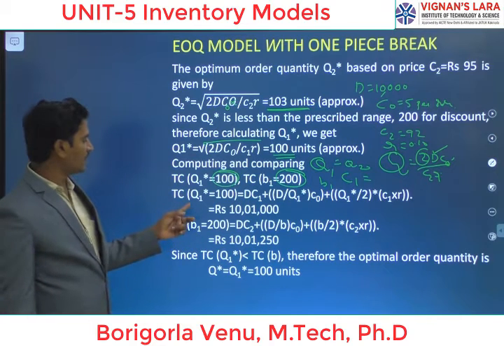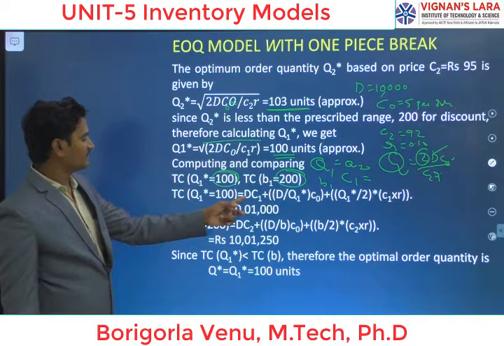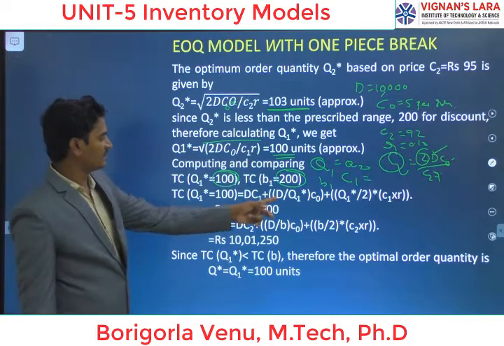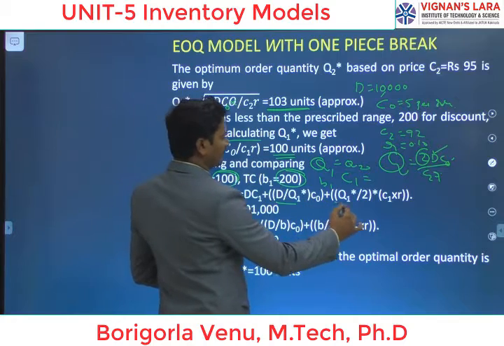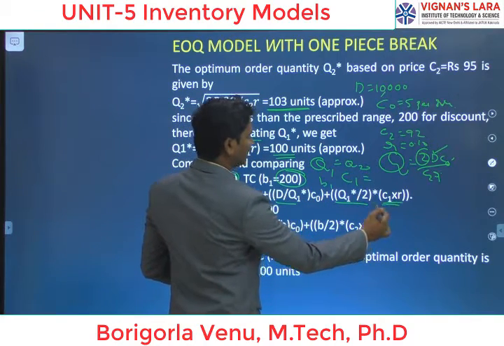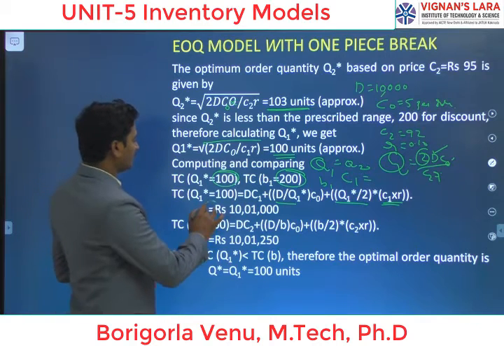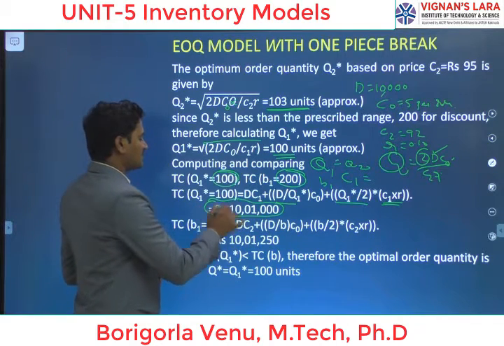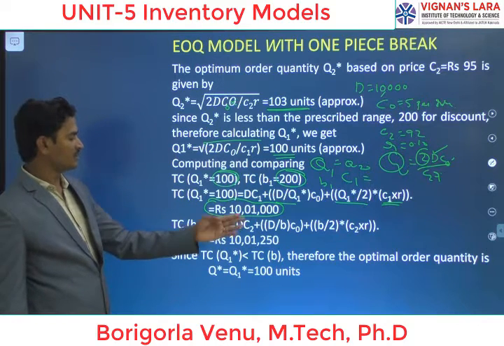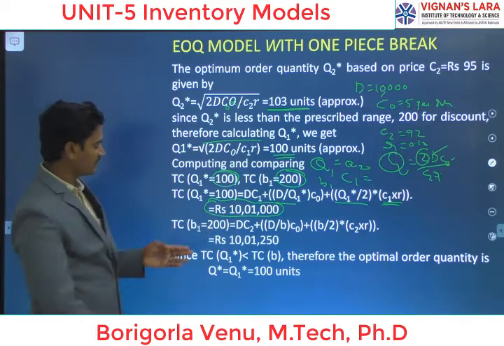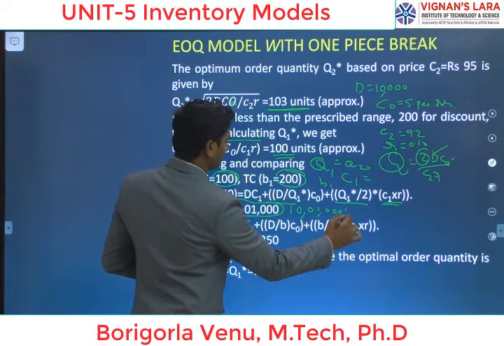So we are going to calculate the optimal cost TC Q1 equal to 100, that is DC1 plus D by Q1 into C0, plus Q1 by 2 C1 into R. As per this formula, we get the optimal cost rupees 1,01,000, not 1 lakh, sorry, 10,01,000 rupees we get from this.